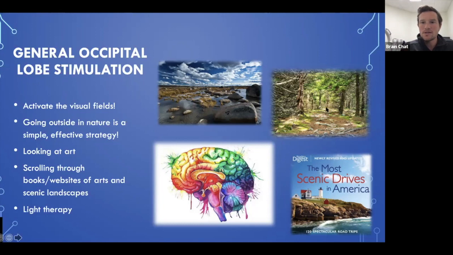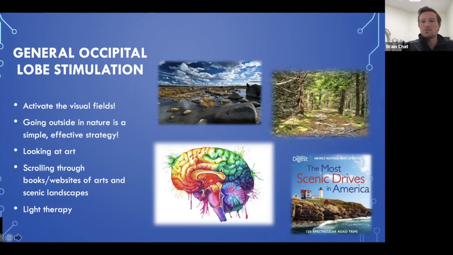Here's the forest, just going for a nice nature walk. We know that research shows that going out in nature and walking in nature can do so much good for the brain and for the body, but you also get really good visual input and visual stimulation to the occipital lobe of your brain.